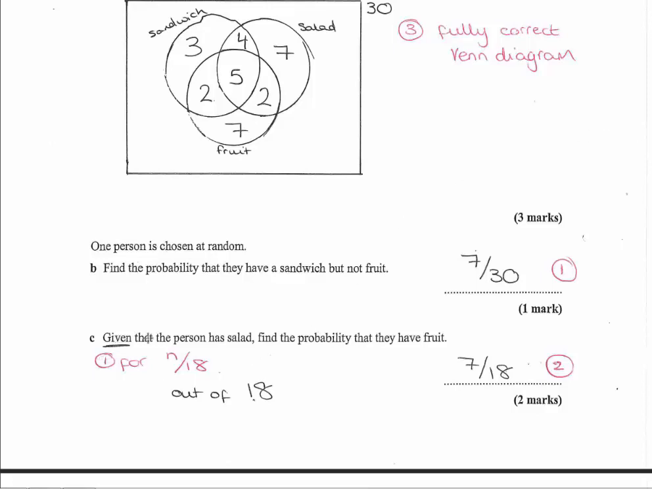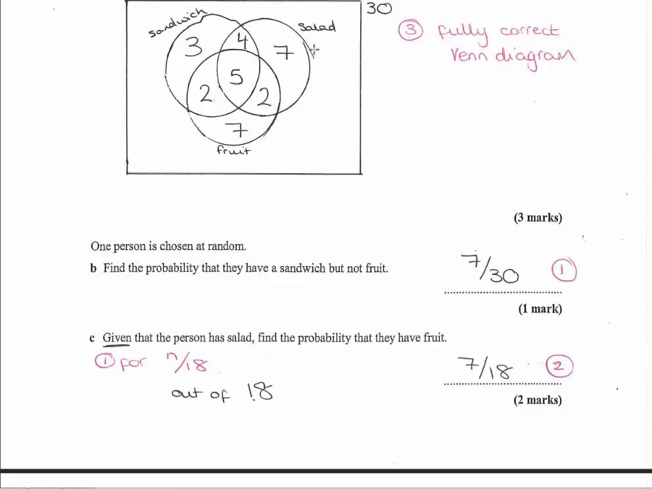Okay, this question says, given that the person has salad, find the probability they have fruit. So the probability is not out of 30. Once you know that people have got salad, find the probability that they have fruit. So what are the people who have salad? It's all the people in here. So it's 4 plus 5, add 2, add 7, which is 9, and 9, which makes 18. So there are 18 people here.